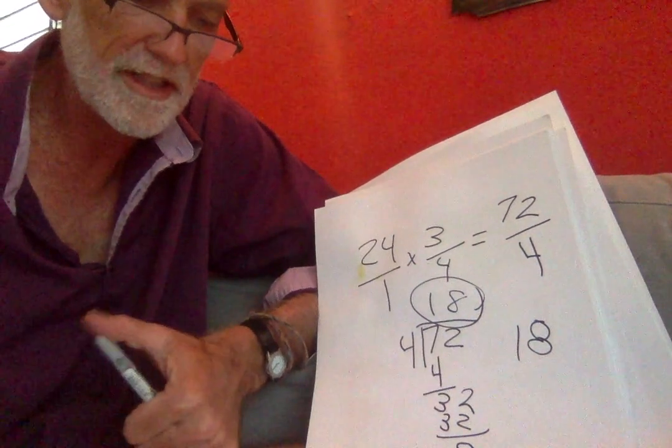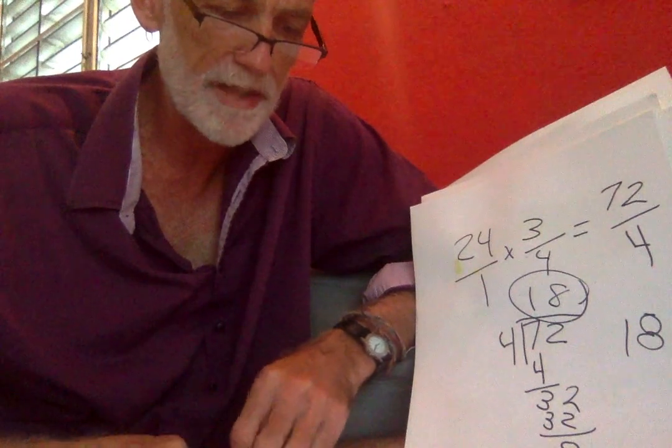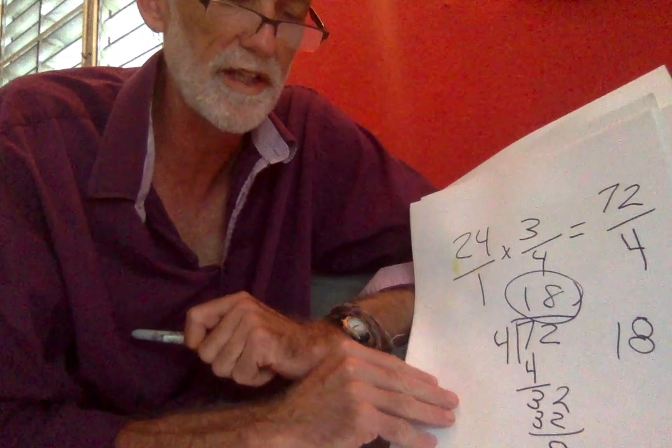Number 8, Quentin. Yay, Quentin. Quentin is making bread and wants to triple the recipe. The recipe calls for 2/3 cup of sugar. How much sugar will he need?